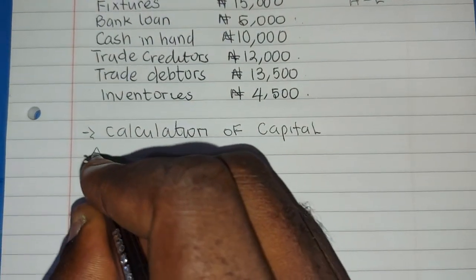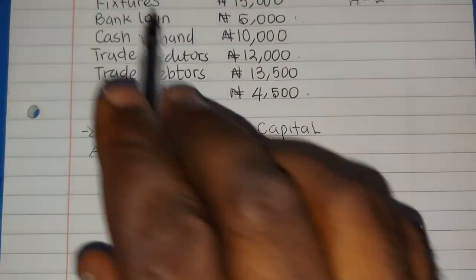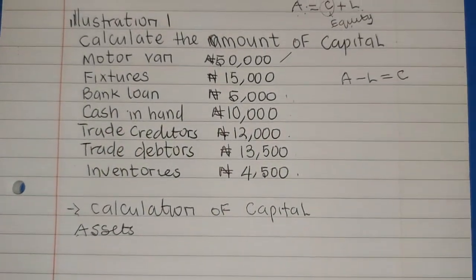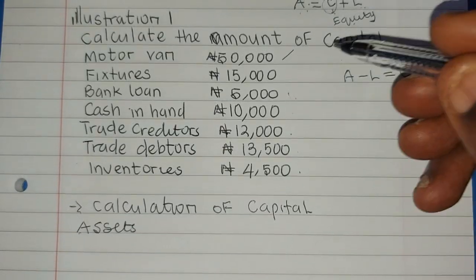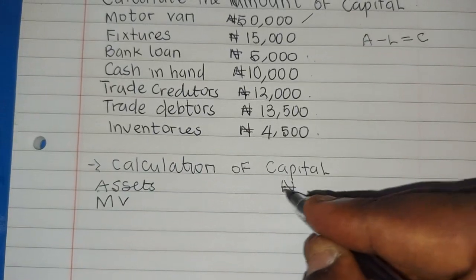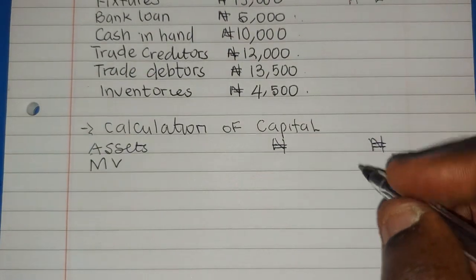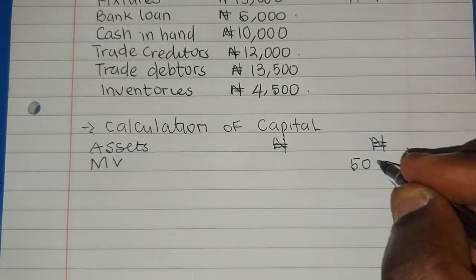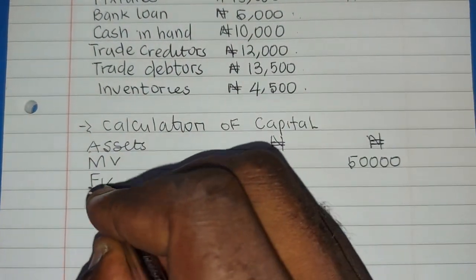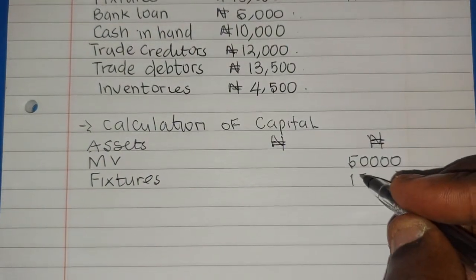Then you first list out your assets. So you write assets. What are your assets? Number 1, motor van is an asset, okay? Are you with me? Then you write motor van. You have your naira column. That motor van, we have 50,000. Then fixtures is also an asset. You write fixtures, that is 15,000.